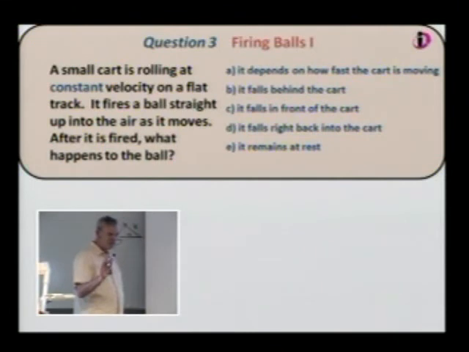Some of you might have tried this when you were younger. I remember if you were riding your bike and you threw a wiffle ball or something in the air, the wiffle ball would catch the wind. But it falls in front of the cart. It falls right back into the cart. It remains at rest. Which one do you think it is?